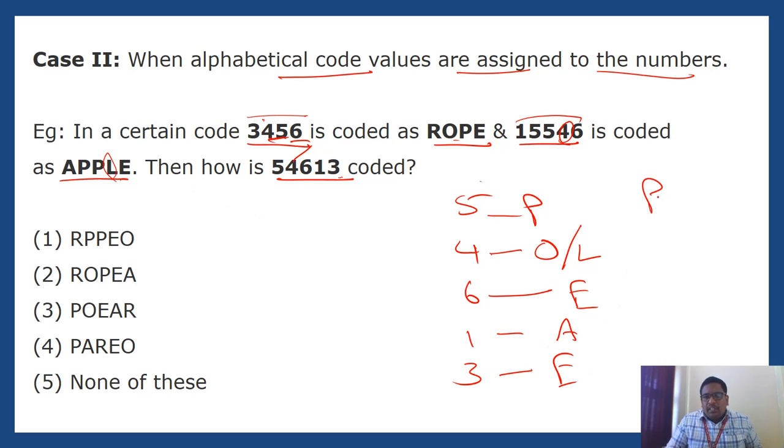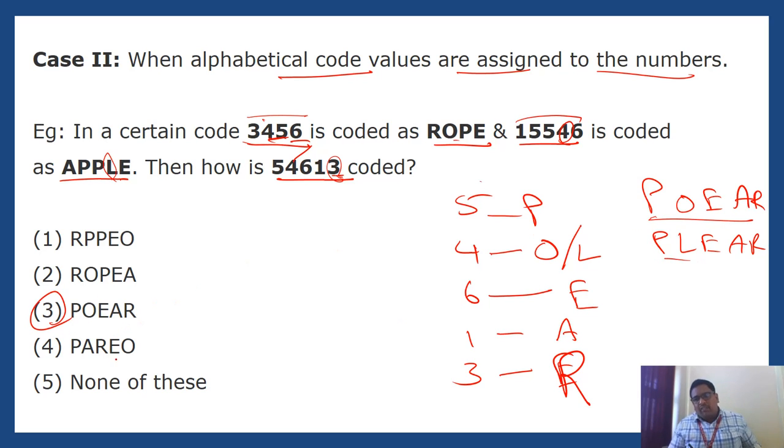Sorry, my mistake. 3 means R. So the answer should be either P O E A R or P L E A R. First check for any one of these options. If you have POEAR, that is the answer. If you have PLEAR, that is the answer. If both are there, tick any one. If nothing is there, go for none of these. Simple logic. Clear? So this is the answer for the given question.